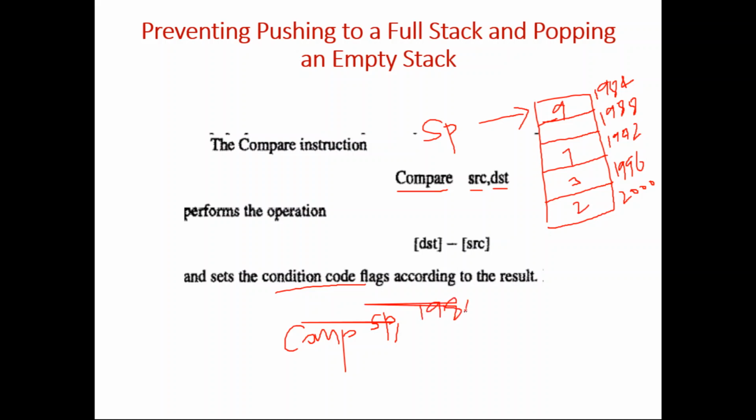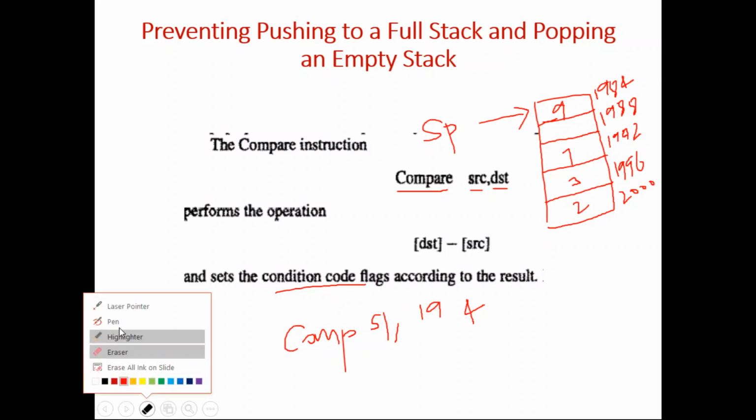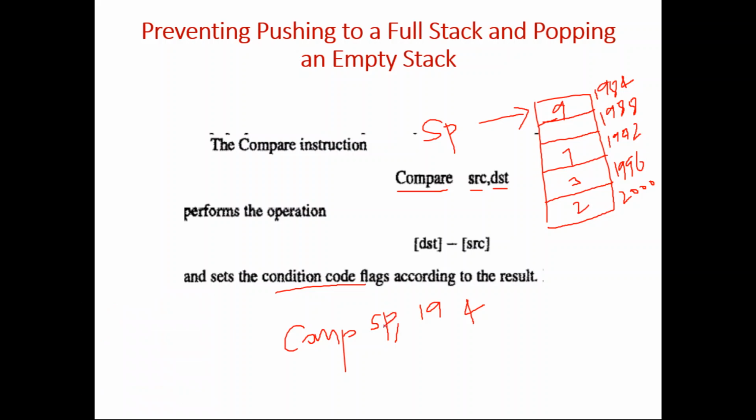What it will do is subtract 1984 from SP. SP here represents an address; when you put brackets around it, it represents a value. So SP is holding the address 1984. When you subtract 1984 from 1984, you will get 0. So when you perform compare SP comma 1984, you get 0 if SP contains 1984. Then, using the conditional flag, if the zero flag is set, you can say that the stack is full.